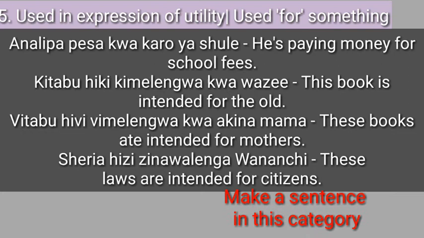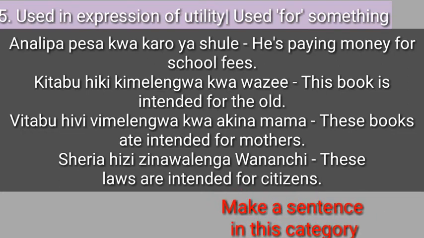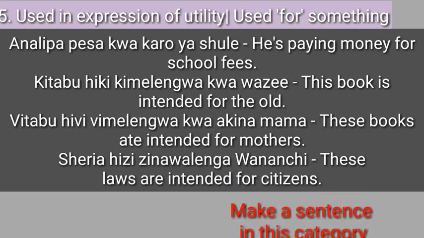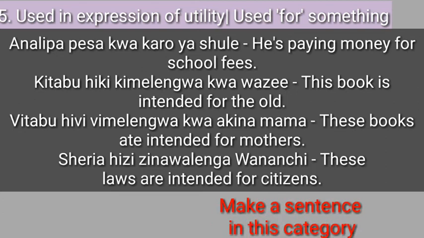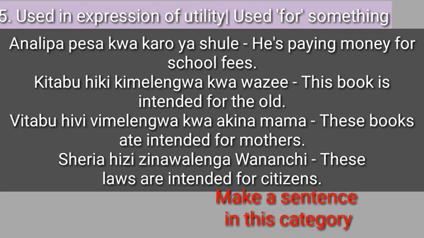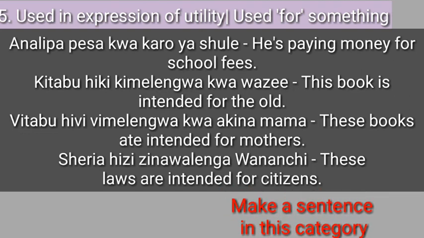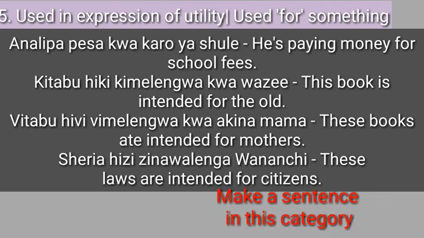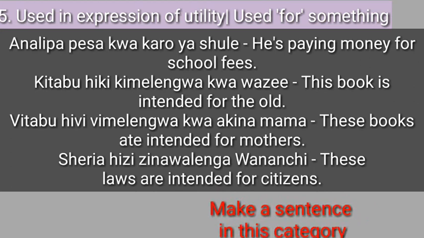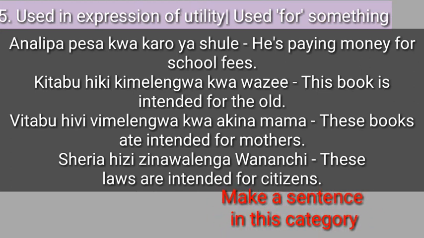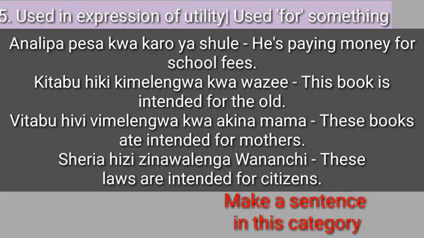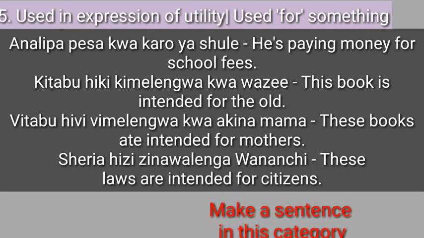Kitabu hiki kimelengwa kwa wazee. This book is intended for the old. Vitabu hivi vimelengwa kwa akina mama. These books are intended for mothers. Sheria hizi zimelengwa kwa wananchi. These laws are intended for citizens. Wananchi is a noun, a collective noun from nchi and mwana. Mwananchi is a citizen, wananchi are citizens. And akina mama is the plural of mama. Akina mama, akina baba. Yeah, that's the plural.